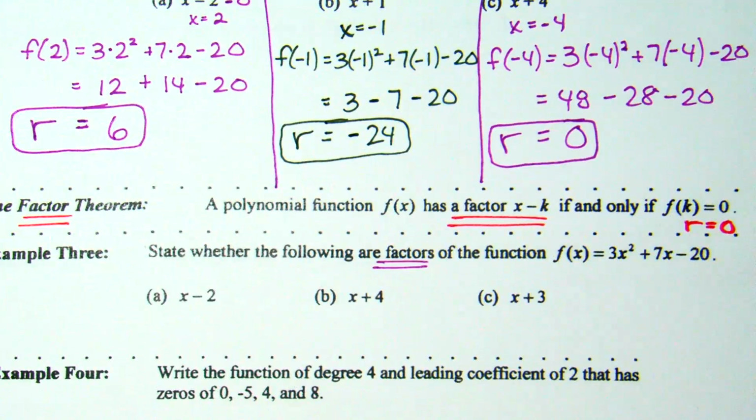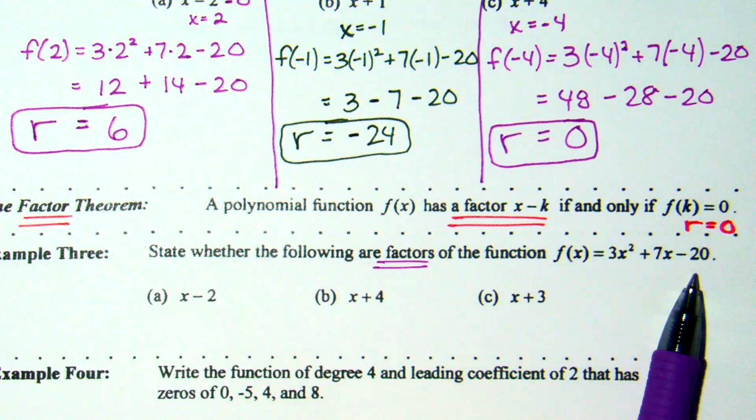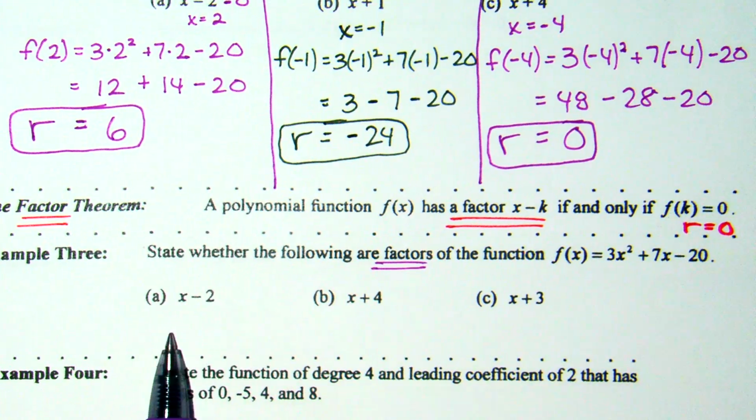So a leading coefficient of 2 just means our a value is going to be 2, so we just put a 2 out front. Degree 4 we don't have to do anything with because we were just given 4 zeros. So 2 for the leading coefficient. A 0 of 0 is just a factor of x. Negative 5 has a factor x plus 5. 4 has a factor of x minus 4. And 8 has a factor of x minus 8.